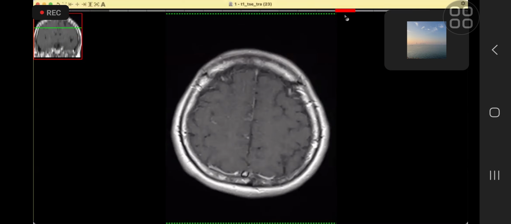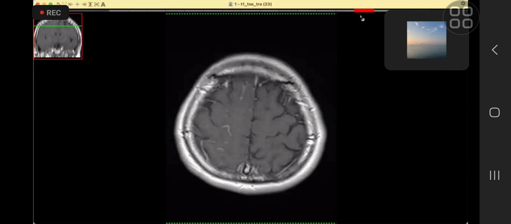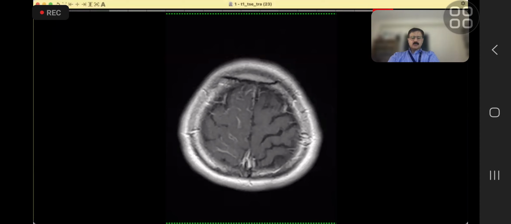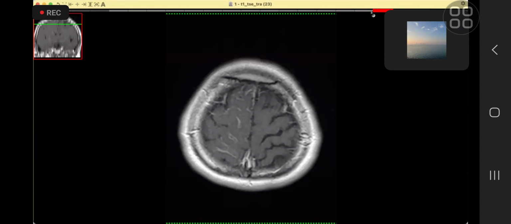I can see there is a punctate foci of gyral enhancement. Yes, I can see also there is a leptomeningeal enhancement. What is your conclusion there, please? There is a leptomeningeal enhancement affecting the right high parietal sulci.